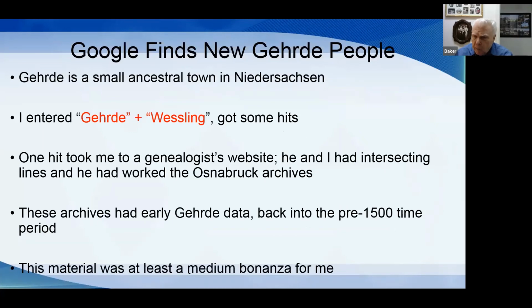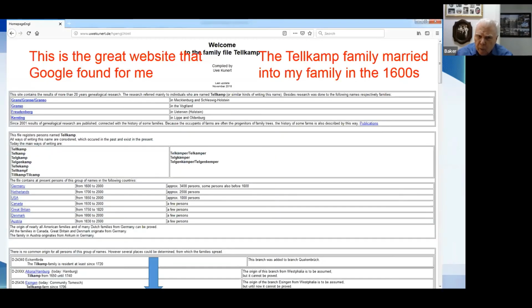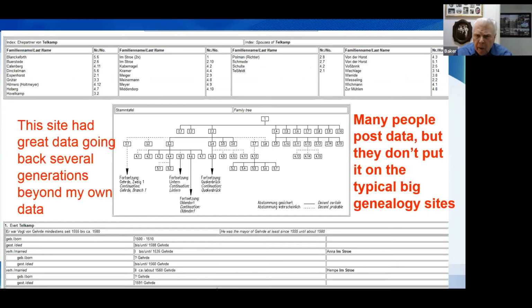Just to show you that this happens more than once, I'm giving you a second example. Another German town, another one of my families. I put in the magic words, I get a good hit. And here it takes me to a genealogist website. I've taken that screenshot right from his materials. This is a guy who has done an enormous amount of work on his family that intermarried with my family. And it goes way back to the 1600s and earlier. And here's the kind of charts that this guy had developed. I mean, this was just dynamite stuff.